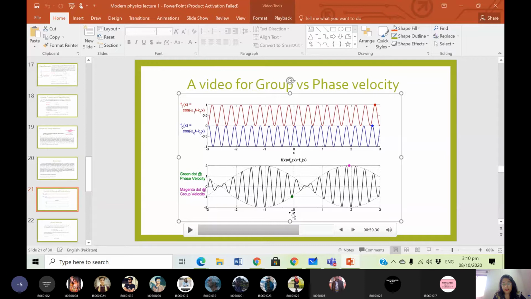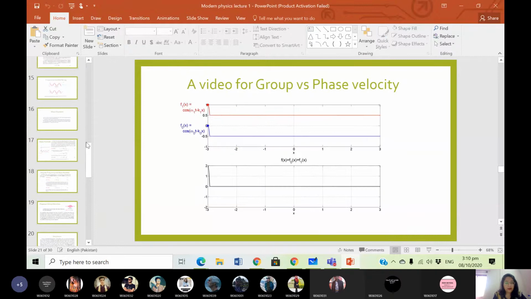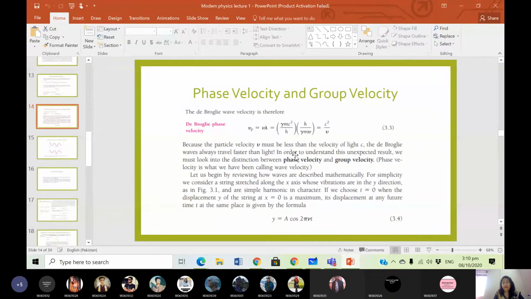The whole group is moving with a given velocity, that is the group velocity. So I will go back over here, and the reason why we have to distinguish between phase velocity and group velocity is because we just calculated the phase velocity and that is greater than the speed of light. We cannot have anything greater than the speed of light, so we need to distinguish between phase velocity and group velocity. To do that, we will do some calculations regarding waves.